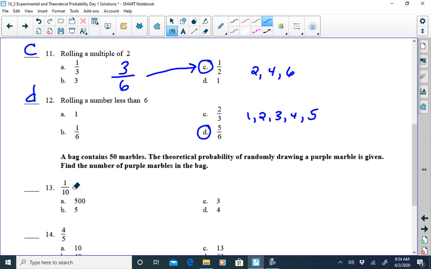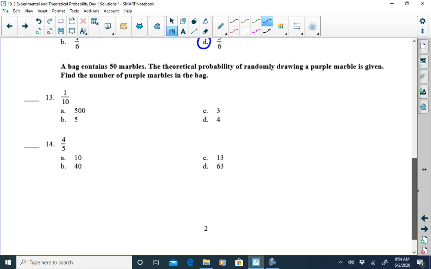All right, question 13. A bag contains 50 marbles. The theoretical probability of drawing a purple marble is given. Find the number of purple marbles in the bag. Well, if the probability of pulling a purple marble is 1 out of 10, right, that's the probability that's given, and we're saying there are 50 marbles in the bag, right, we could set up a proportion to find the number of purple marbles in the bag, right? So our variable would be n.